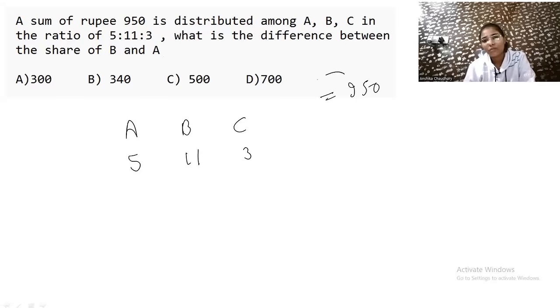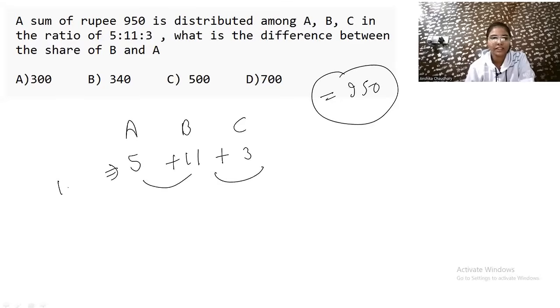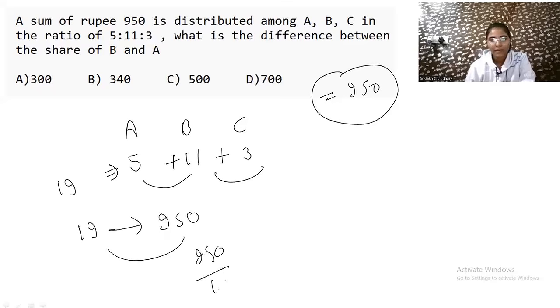Okay, so the sum of money is 950, but according to us, the sum of money will be this. 11 plus 5 will become 16 plus 3 is 19. Okay, so according to us, this is 19, but according to the question, this is 950. So let's divide it. So what we will get? We will get 50, right? That means one part stands for 50.